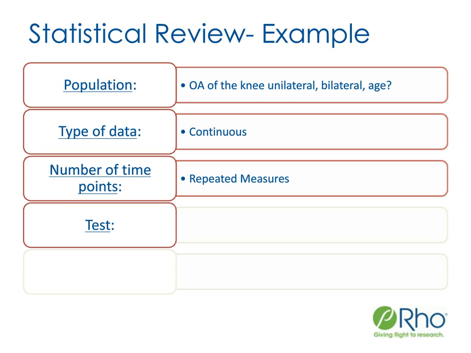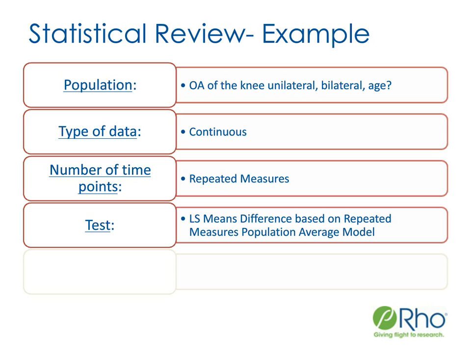So now that we know what our outcome and our number of time points are, we need to determine what is the best test to use. Given this information, we have a continuous endpoint with repeated measures, so we decide that we will use the difference of the least squares means between the active treatment and placebo group, and we will use a repeated measures population average model to estimate the least squares means difference.